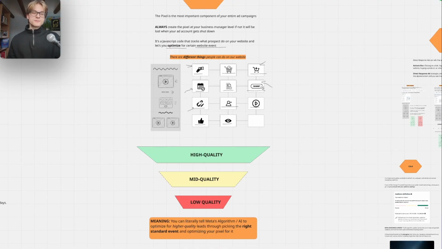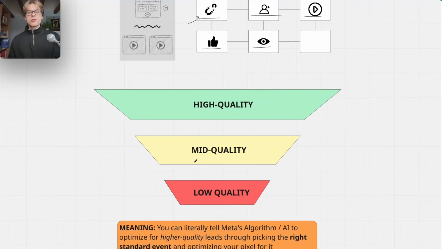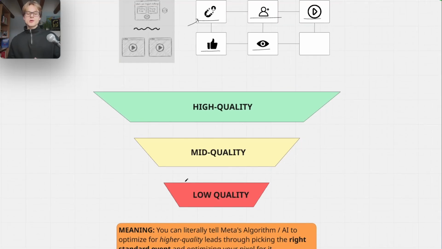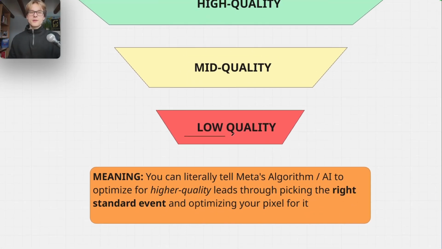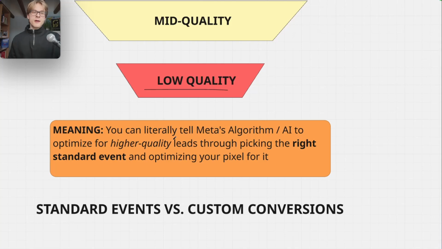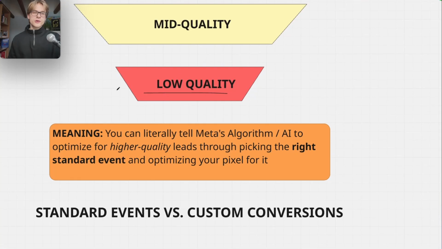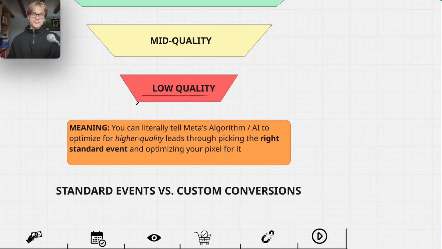Now, very important thing, there are high quality, mid quality, and low quality standard events. That's probably one of the most important things that you're going to take from this video. If you're optimizing for a low quality standard event, you're automatically telling Meta to pick your low-quality audience. Okay, so you have the ability to tell Meta to optimize for high quality leads through picking the right standard event and optimizing your pixel for it, and especially your campaigns, right?